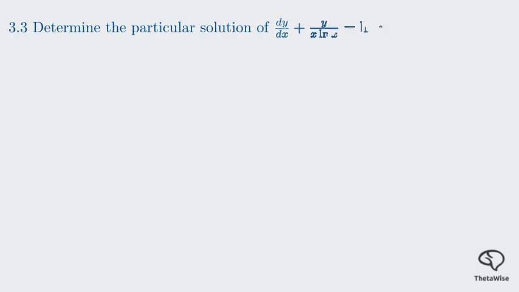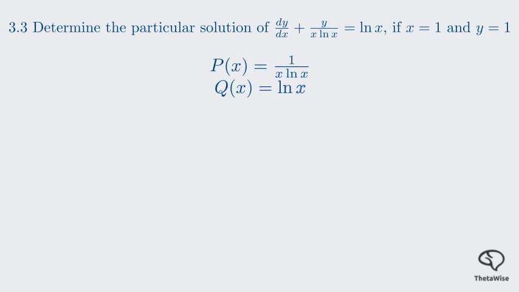Question 3.3 is another first-order linear differential equation with an initial condition. The equation is dy/dx plus y over (x ln x) equals ln x, and the initial condition is x equals 1 and y equals 1. The equation is already in standard form, dy/dx plus P(x)y equals Q(x). P(x) is 1 over x ln x and Q(x) is ln x. Now we find the integrating factor, I. I equals e to the power of the integral of 1 over x ln x dx.